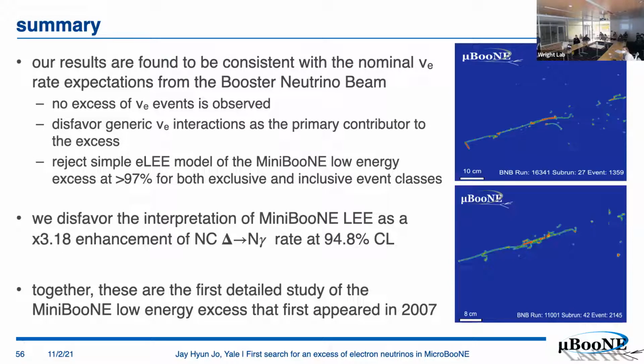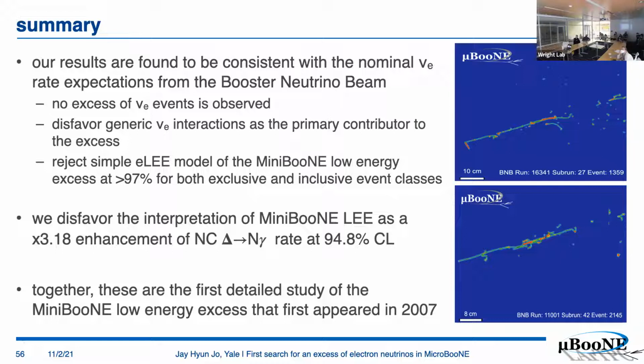So our results are found to be consistent with our nominal rate expectation from the BNB, and we did not see any excess of the events. And this favors the simple ELE model that was unfolded from the MiniBooNE case. So we can conclude from this that it cannot be the sole reason for the excess that MiniBooNE saw. And along with this photon explanation, we can add another statement that this NC delta radiative decay cannot also be the reason for the excess that MiniBooNE saw.